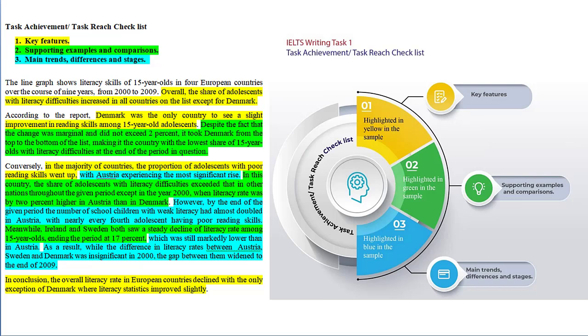So once again, your checklist for the task achievement has 3 main points, and they are key features, supporting examples and comparisons, and main trends. We will work on the structure of this task in a separate video. This time we are focusing only on the evaluation criteria, and we'll now move on to the next one.